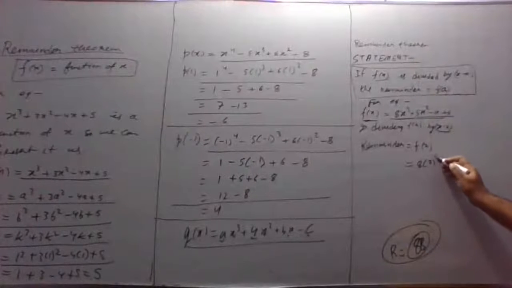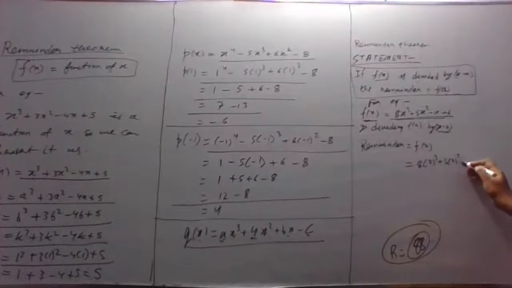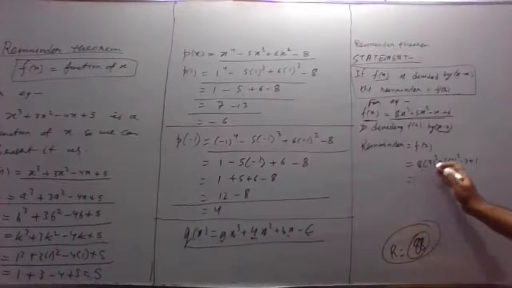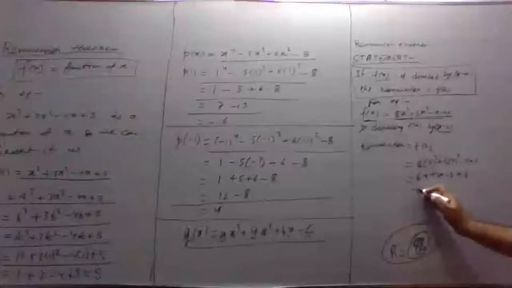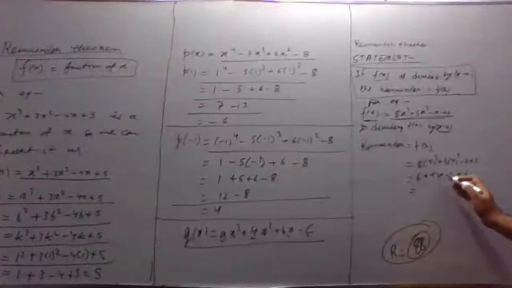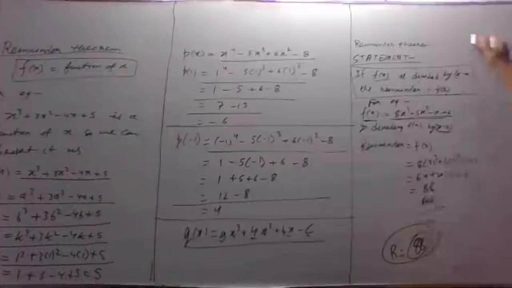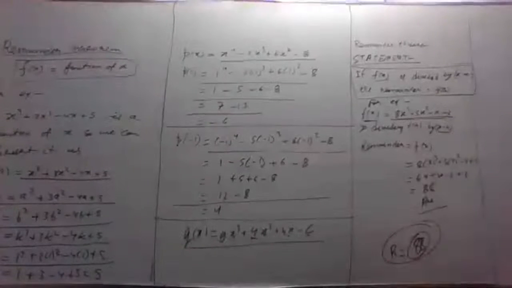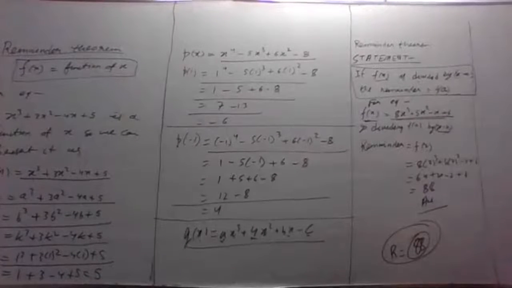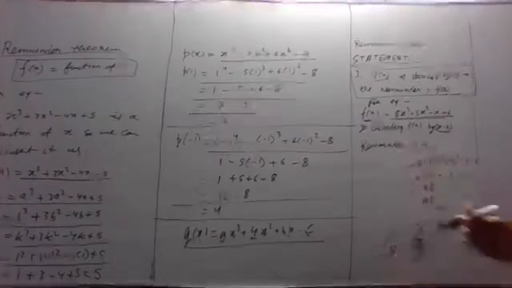So 8 into 2 cube plus 5 into 2 square minus 2 plus 6. 8 eights are 64 plus 20 minus 2 plus 6. 64 plus 20, 84 plus 6, 90 minus 2, 88. So you do not have to divide. You have only to write the answer without dividing by using remainder theorem. Okay. And I am posting this sheet which you have to solve after writing this theory.